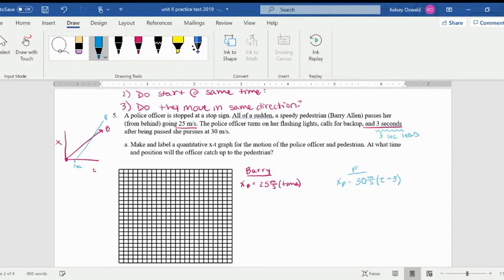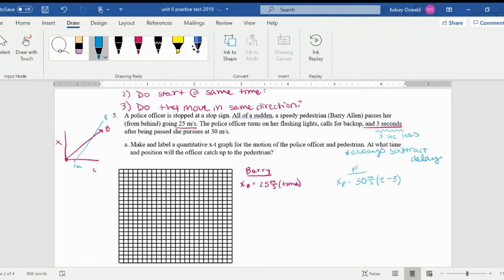Always subtract the delay, to show that they're moving for less time. So always subtract the delay. And then since she too starts at a position of 0, she's not going to have a y-intercept either.